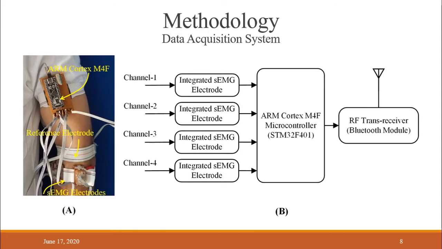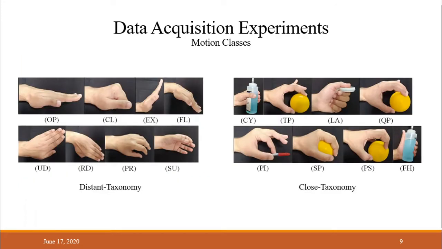A data acquisition system was designed to achieve these objectives. 4 custom-designed SEMG electrodes were sampled by a 32-bit ARM Cortex-M4F microcontroller. The 4-channel data was then wirelessly transmitted to a personal computer for data logging and processing. Experimental data pertaining to 16 motion classes was sampled from 9 healthy male subjects.